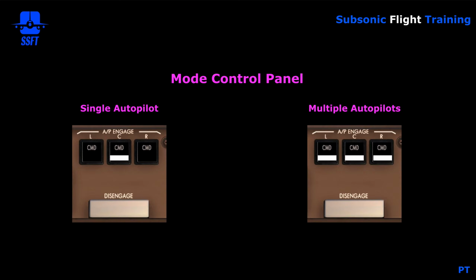Whenever you're in single autopilot operation, the ailerons and the elevators are being controlled. The only time the rudder is controlled would be during a multiple channel autopilot approach on landing below 1,500 feet RA.